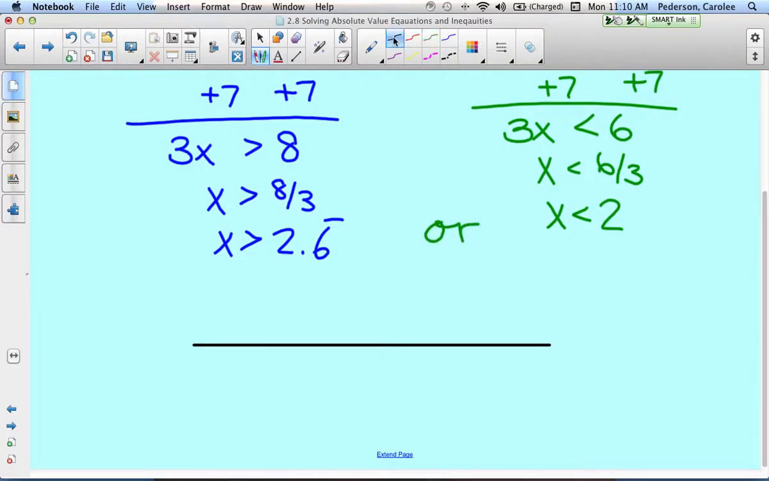So now if we graph this on a number line, we have 0, 1, 2, 3. The blue inequality is 2.6, so about here, and it is greater than. And then the green one is at 2, and it is less than.